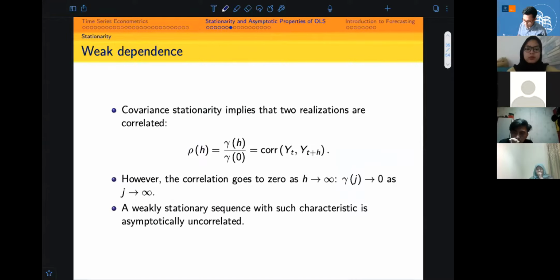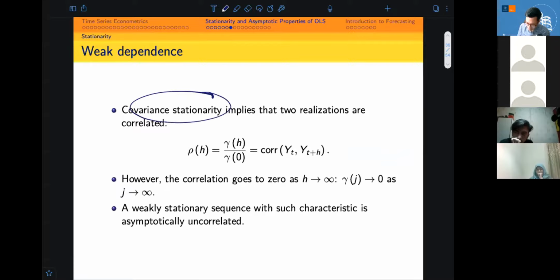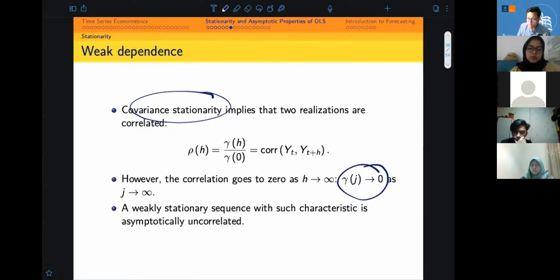Okay. So basically, covariance stationarity implies that two realizations, yt and yt plus h, are going to be dependent, or correlated, and it's okay. So it doesn't break stationarity. Now, one thing to note is that the correlation between the realization today and the realization at t plus h is going to be close to 0, okay? Or the covariance is going to get to 0 as the difference in time increases, okay? So the further away the two observations are, the more likely they are to be independent.